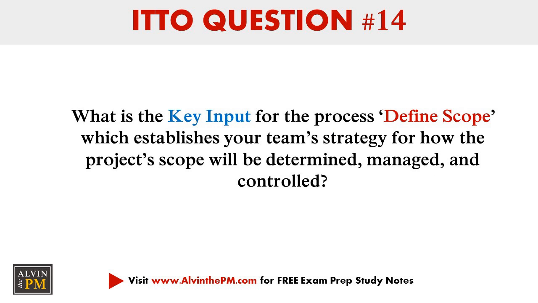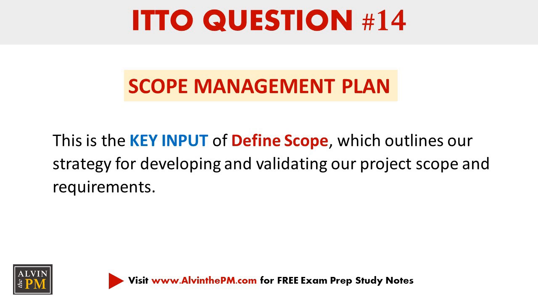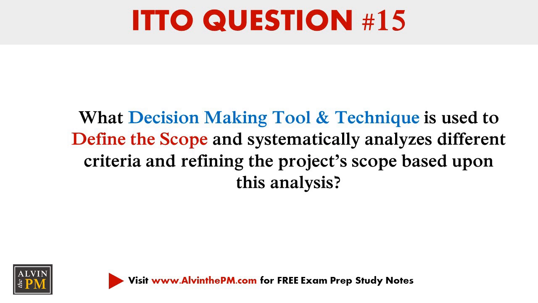On to question 14. What is the key input for the process defined scope, which establishes your team's strategy for how the project scope will be determined, managed, and controlled? The correct answer is the Scope Management Plan. This is the key input of defined scope, which outlines our strategy for developing and validating our project scope and requirements. On to question 15.